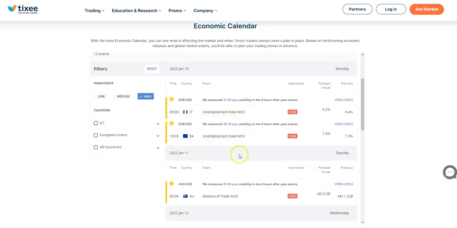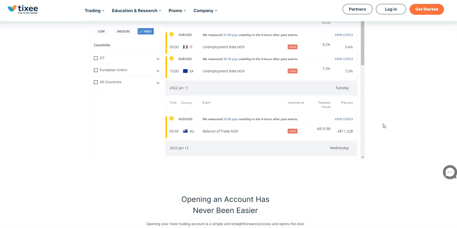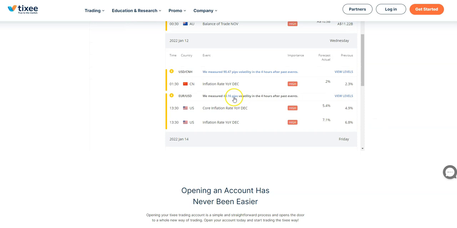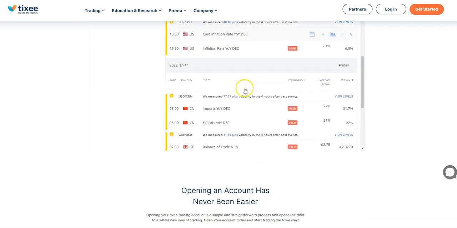So you can see on Monday we have the unemployment rate for the European Union, which again is a pretty important figure because it obviously affects one of the other major currencies, which is the euro. We have the balance of trade for the Australian dollar. And then on the 12th of January, this is when the CPI figures come into place, both for China and the US as well. Again, the times here are all in GMT, so you can just change it according to what time zone you're in.